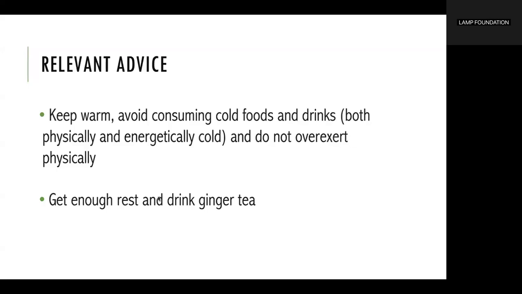In addition to the advice that is relevant for lung qi deficiency, it is important that the person keeps warm, avoids consuming cold foods and drinks, both physically and energetically cold, and does not overexert themselves physically. They will benefit from getting enough rest and drinking ginger tea.